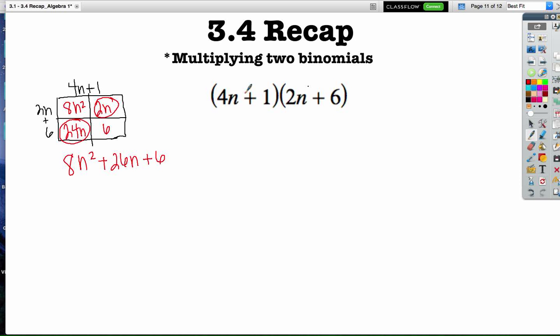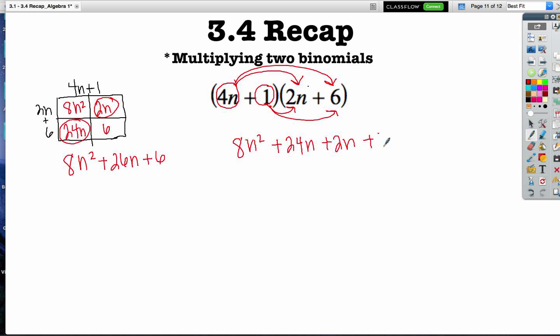The other way we learned it was just by using the distributive property and understanding that 4n has to be multiplied by both terms in the second parentheses, but 1 also has to be multiplied by both terms in the second parentheses. So if we did it this way, we would have 4n times 2n gives us 8n squared. 4n times 6 gives us a plus 24n. 1 times 2n gives me a plus 2n. And 1 times 6 gives me plus 6. So when we combine like terms, we still get 8n squared plus 26n plus 6.